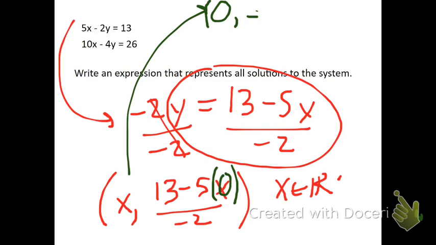Alright, let's say we plugged in 1, for example. Alright, so we get the point 1 comma 13 minus 5 times 1 would be 8 over -2, so you get -4. So that would be another set of solutions.